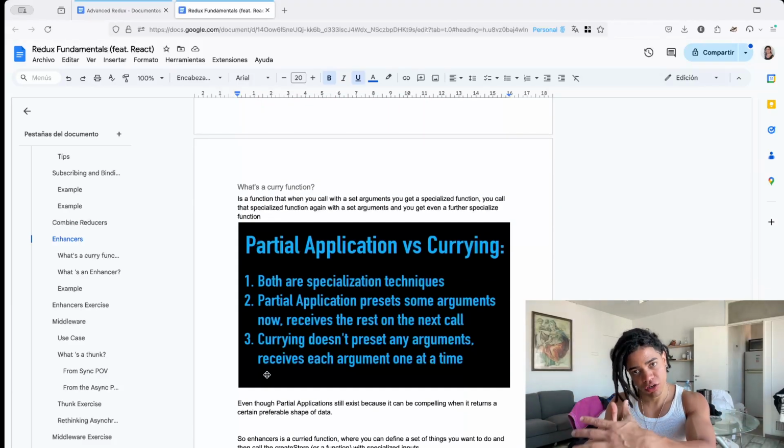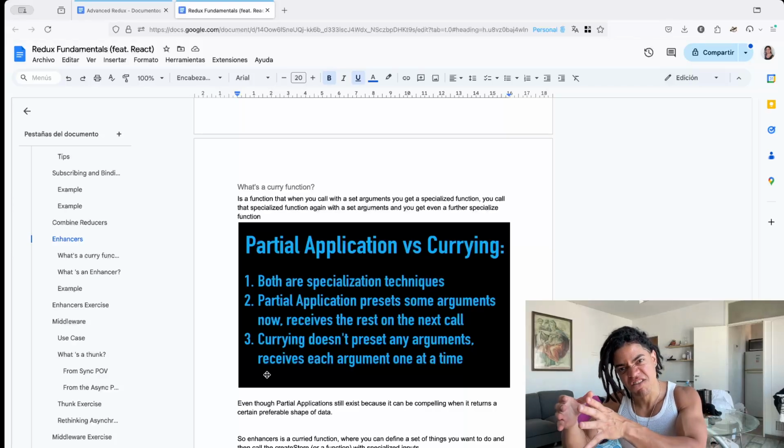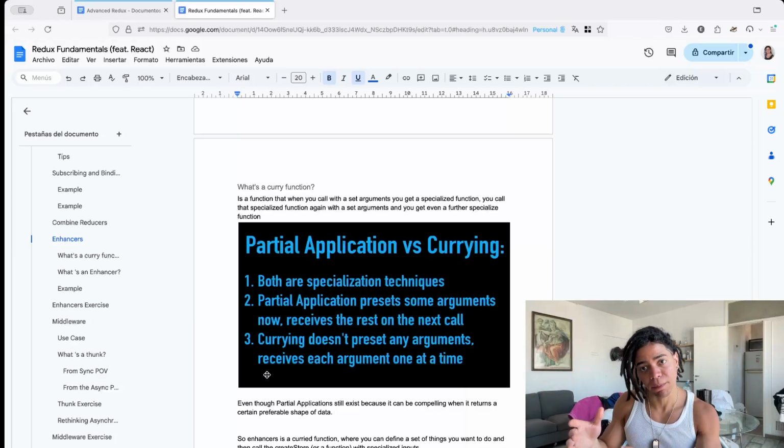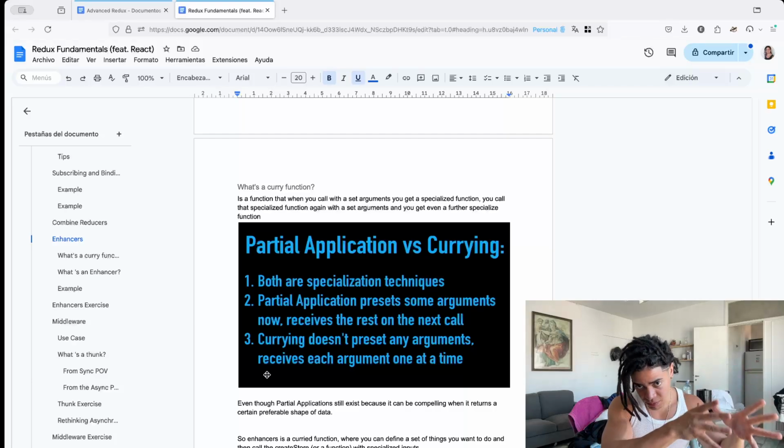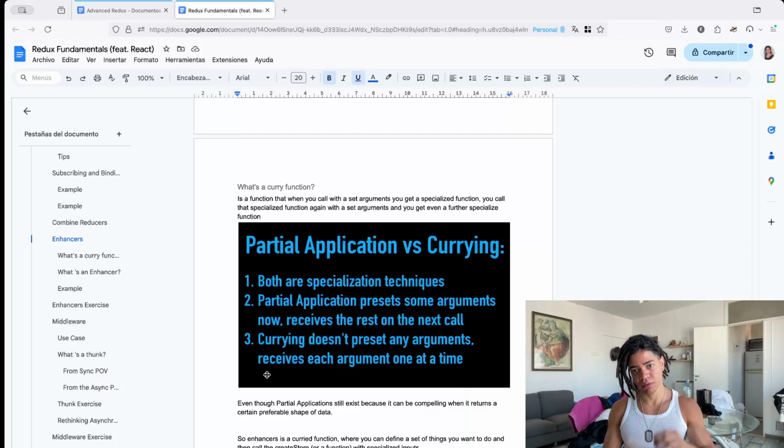And this is where we start to see these functional programming concepts. That is, partial application and currying are just specialization techniques. What it means is that given a particular input, you're going to get a specific output, pretty much like an assembly line, okay?